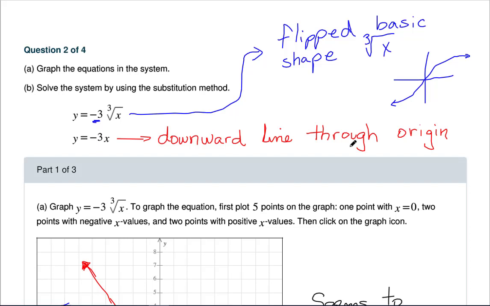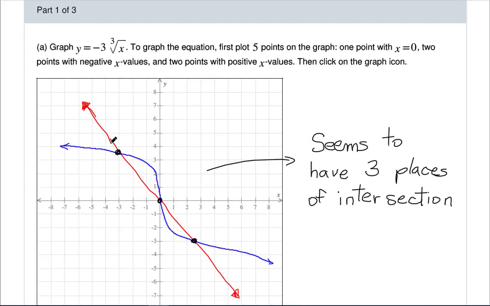So let's take a look at that. Let's see. So here's my line that's going down through the origin. Here's my flipped over cube root of x. And it does seem to have 3 points of intersection. Now, one of them's easy to see. One of them is the origin as one place, but not sure where the others are occurring.